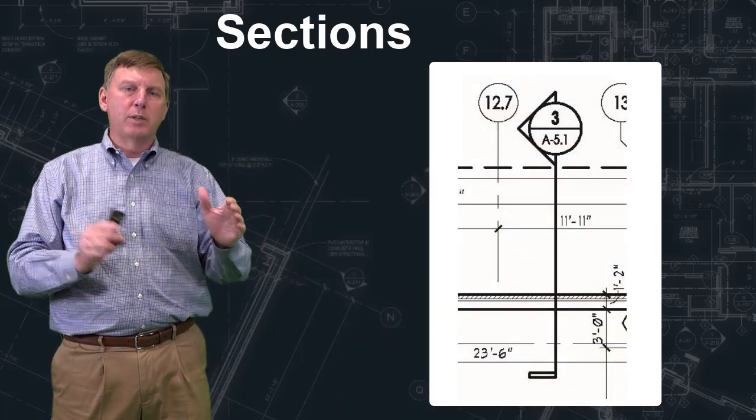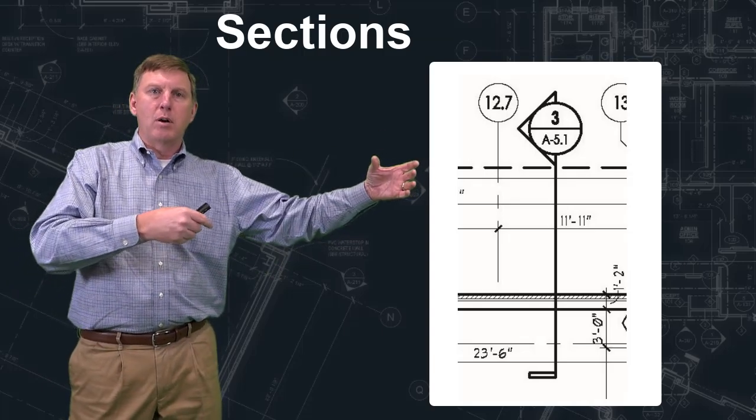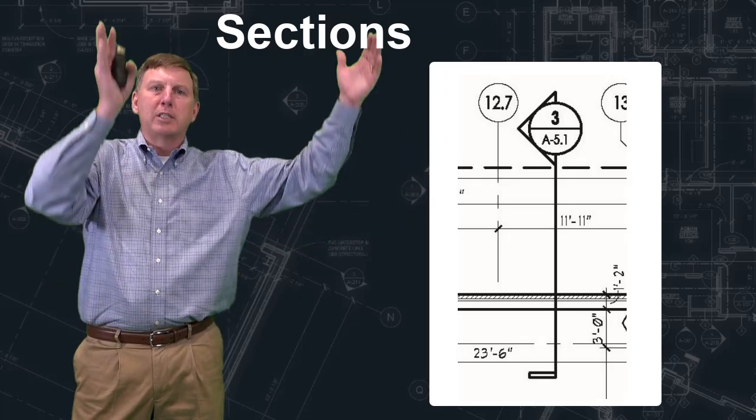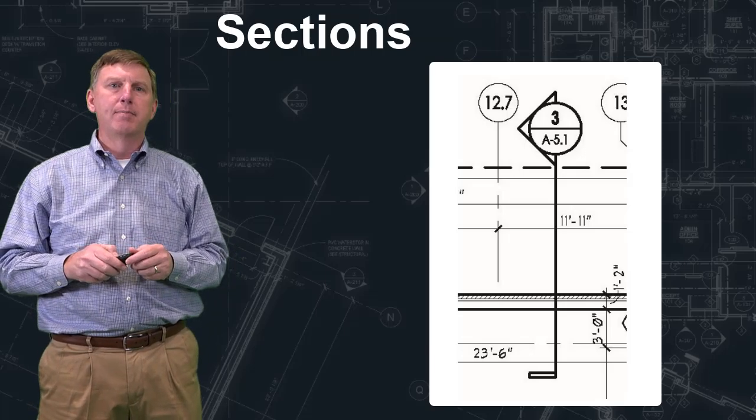Let's say you just want a section of a particular wall. You'd put the symbol on one side of the wall, you'd put the tail on the other side and the line connecting them. So you know to expect only that little bit of area in the section itself.